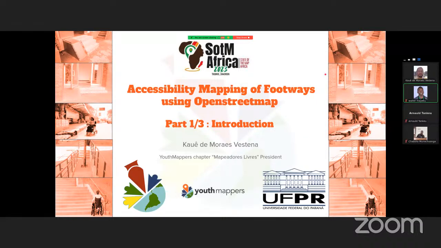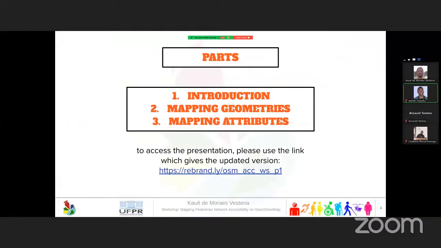The presentation about accessibility mapping of footways using OpenStreetMap is divided into three parts. The first part is the introductory, motivational part. Part two is where we speak about the mapping of the geometries of the sidewalk networks, and the third part is about the mapping of the attributes.